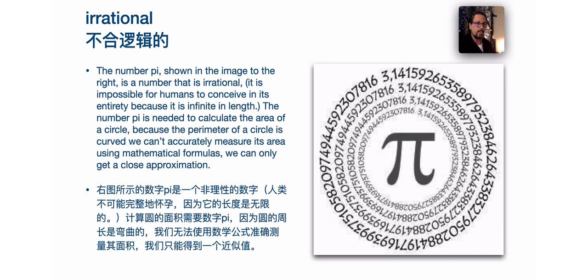So we're looking at this image here. This is the pi, 3.141592653589, and it continues on infinitely without repetition. The number pi, shown in the image here to the right, is a number that is irrational. That is, it is impossible for humans to conceive it in its entirety because it is infinite in length. The number pi is needed to calculate the area of a circle. Because the perimeter of a circle is curved, we can't accurately measure its area using mathematical formulas. We can only get an approximation.